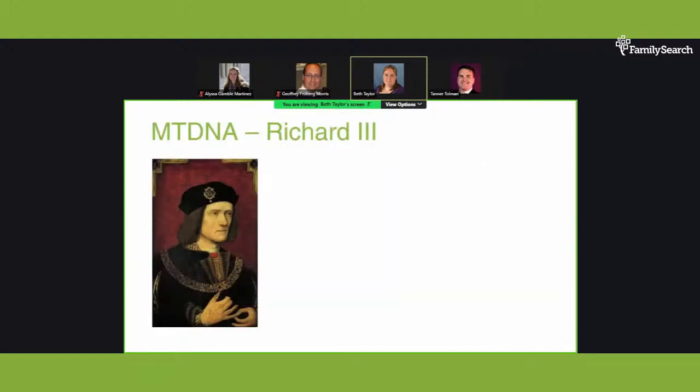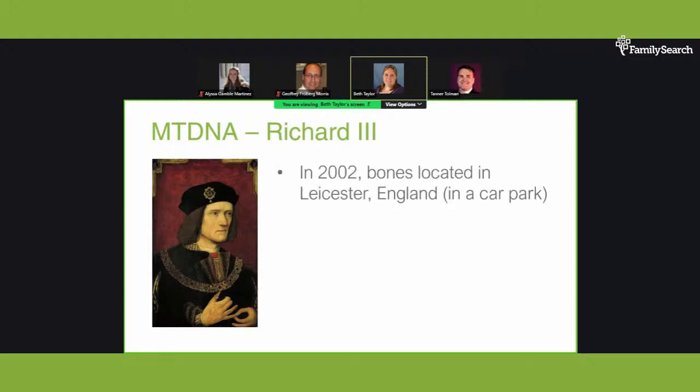One of the examples I know of where mitochondrial DNA was used was in identifying the remains of Richard III. Richard III has a bit of a bad reputation. He was one of the kings of England, but somebody wanted to figure out where he'd actually been buried, so they tracked where they thought he would have been buried, which is now a car park or a parking lot in England.